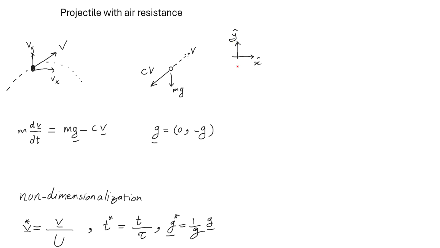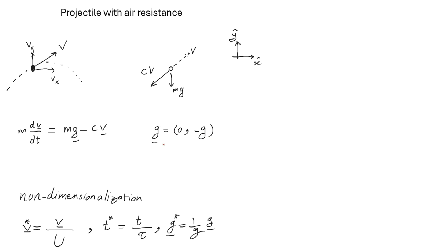So just to be complete, we write here the x and y coordinate system. The y is vertical, the x is horizontal. All right, so using Newton's second law, we write the acceleration times the mass equal to the force, right? So the total force here is the weight minus the force coming from the air.